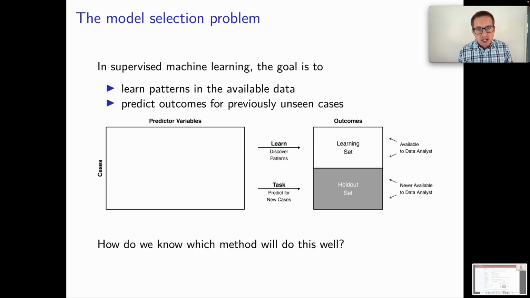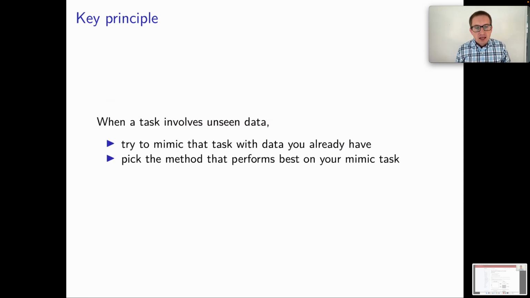So there's a big question of how do we know which method will perform well at this task? You might pause for a moment and think about that. How would I choose, when I have only access to the learning set, which model to use for my prediction exercise? A key principle of machine learning is that when a task involves unseen data, we ought to try to mimic that task with the data we already have, then pick the method that performs best on our mimic task.